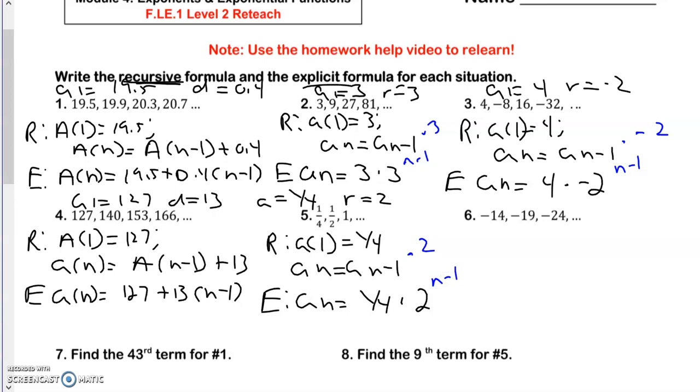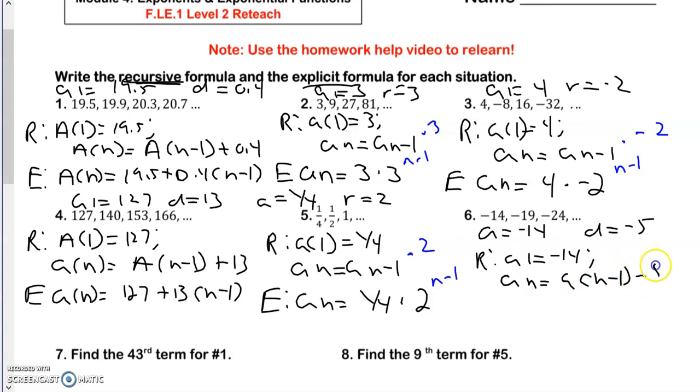And the last but not least of this section, we have A of 1, which is negative 14. It looks like I am decreasing by 5, so minus 5. So we know it's arithmetic. A of 1 equals negative 14. And then we'll do A of n equals A of n minus 1 minus 5. And then my explicit formula is A of n equals negative 14 minus 5 times n minus 1.